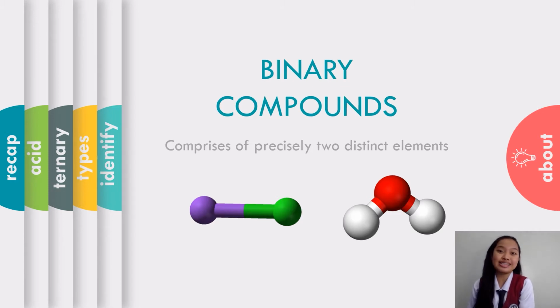Just like bicycle and bilingual, bi means two. So binary compounds are composed of strictly and precisely two distinct elements. It may be one from each element, just like sodium chloride, or more than one of each element, like dihydrogen oxide.